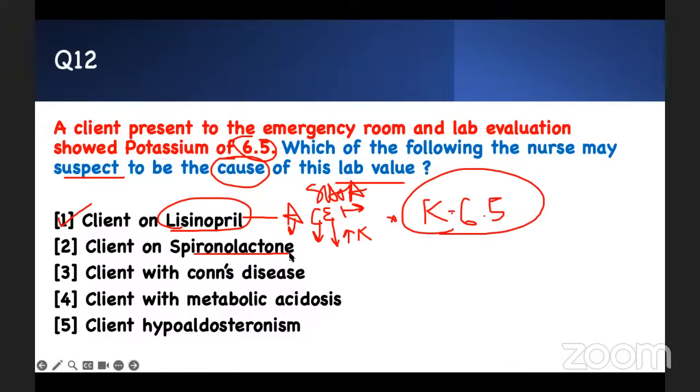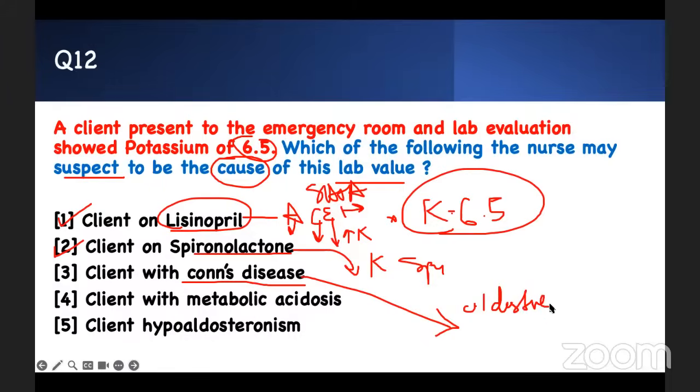Client on spironolactone. What is this? It's a K-sparer. Therefore, potassium will be 6.5. Client with Conn's syndrome. Do you know this? This is an aldosterone tumor. Aldosterone loves sodium and hates potassium. Potassium down, sodium high. Therefore, this is wrong.